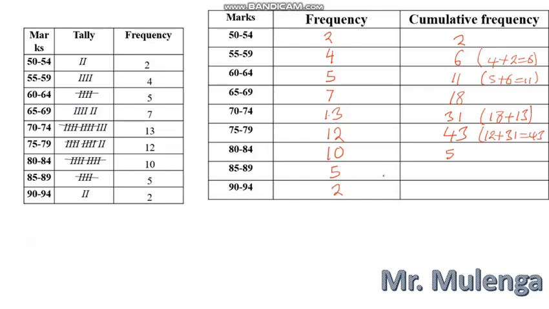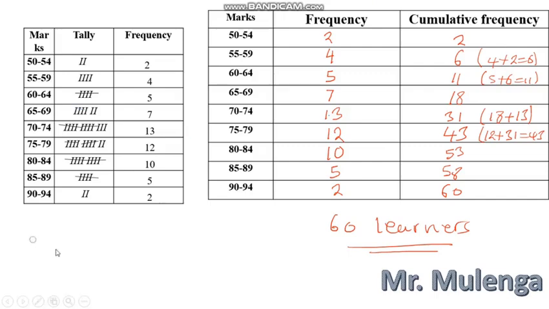So I hope that you are taking note. So 53. 5 plus 53, this will give us 58. Then 58 plus 2, this will give us 60. So remember, 60 learners. This was the total number of learners. So we have drawn our cumulative frequency table using the frequency table that we drew in question A. I do hope that it's clear.